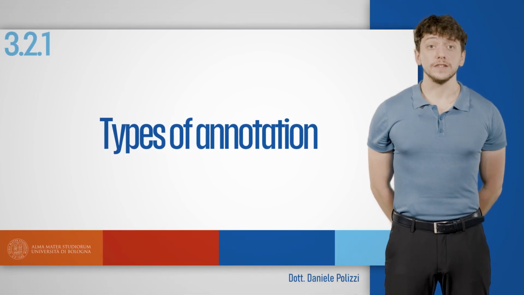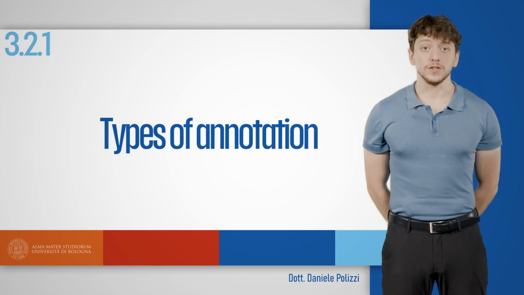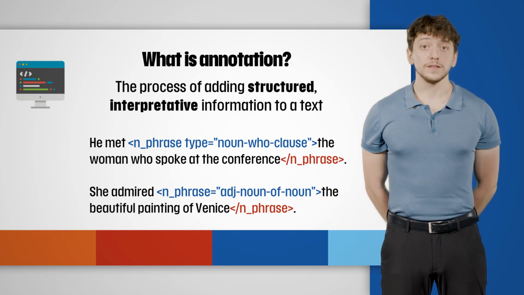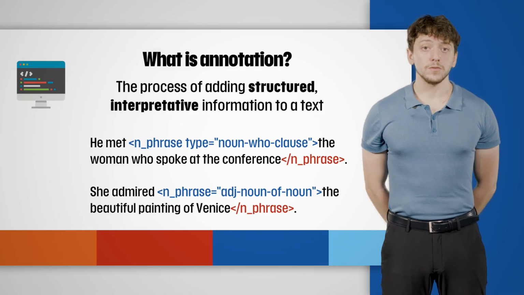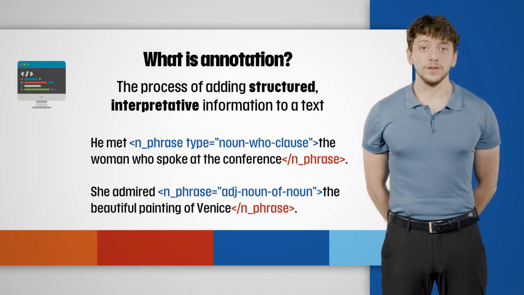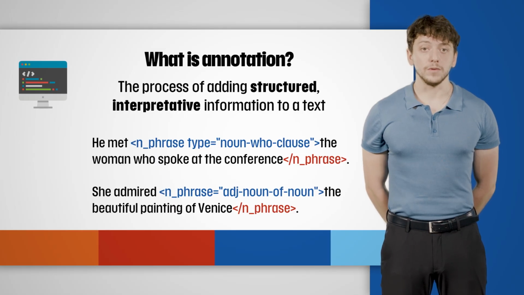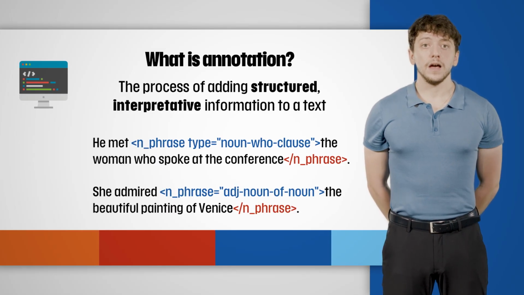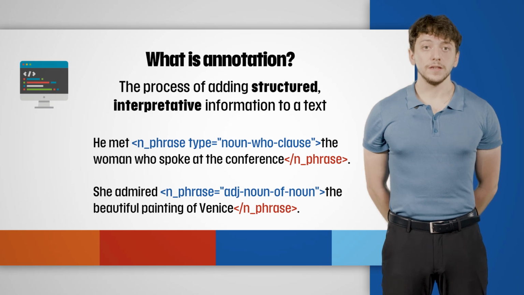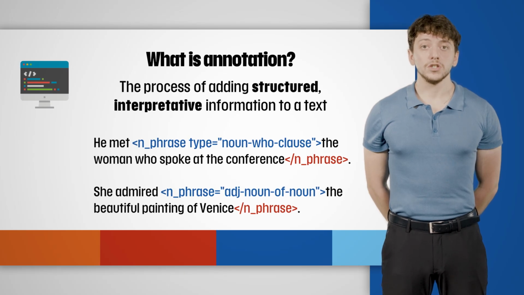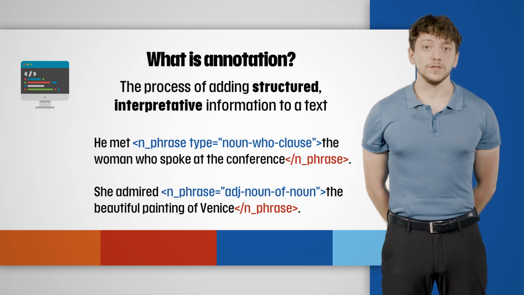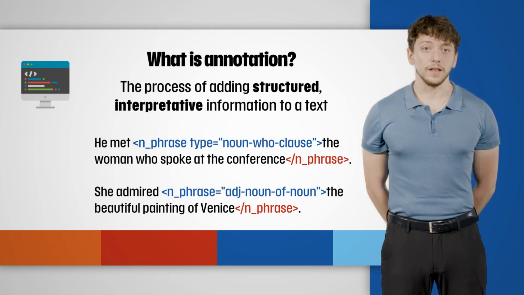Annotation is the process of adding structured, interpretative information to a text. It lets us move beyond the surface level, bare words, and ask more complex questions about how these words are used in specific extra-linguistic settings and within specific linguistic patterns. Additional layers of information are typically encoded through tags, short mnemonic labels inserted into the text, or an associated file.